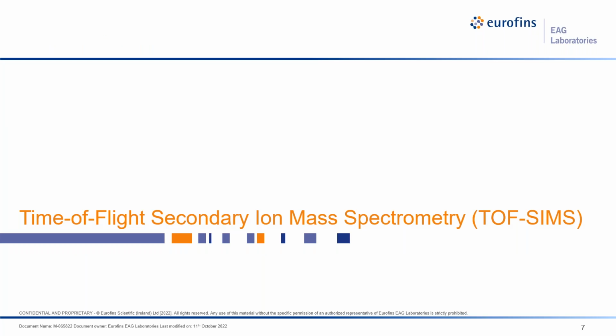TOF-SIMS stands for time of flight secondary ion mass spectrometry. It's often referred to as just TOF. It's about a $1 million piece of equipment. We have 4 of them in our network, 2 in California, 1 in the Netherlands, and 1 right here in Chanhassen, Minnesota.